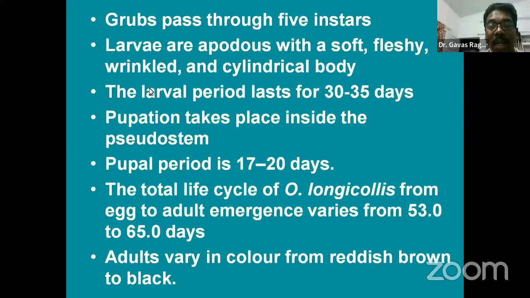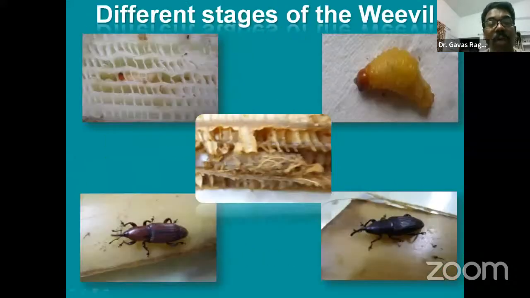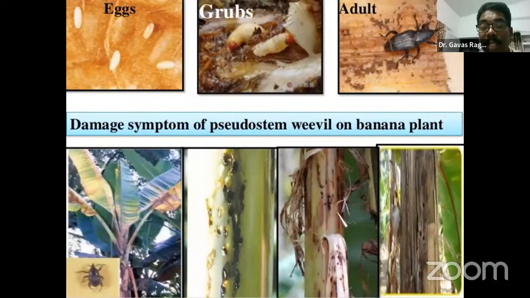So the eggs are laid into the air pockets within the pseudostem of the banana. And you can see the first instar grub here. There are 5 instars of the grub. After completing the 5 instars, the mature grub makes a cocoon using the fibrous material of the pseudostem. And the adults that emerge are mostly black in color, and some of them are reddish brown. So these are some of the pictures to illustrate the damage caused by this serious pest of banana.